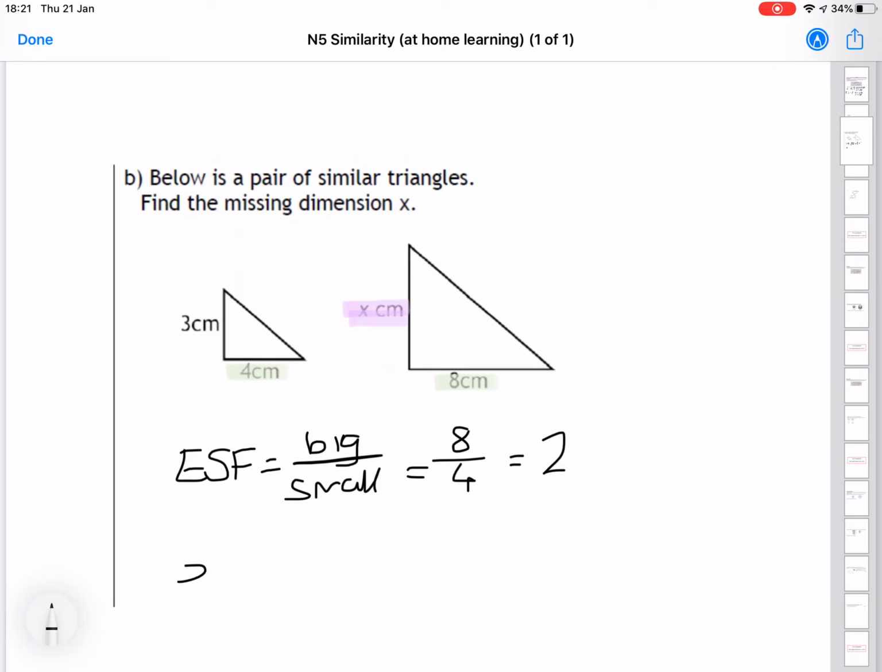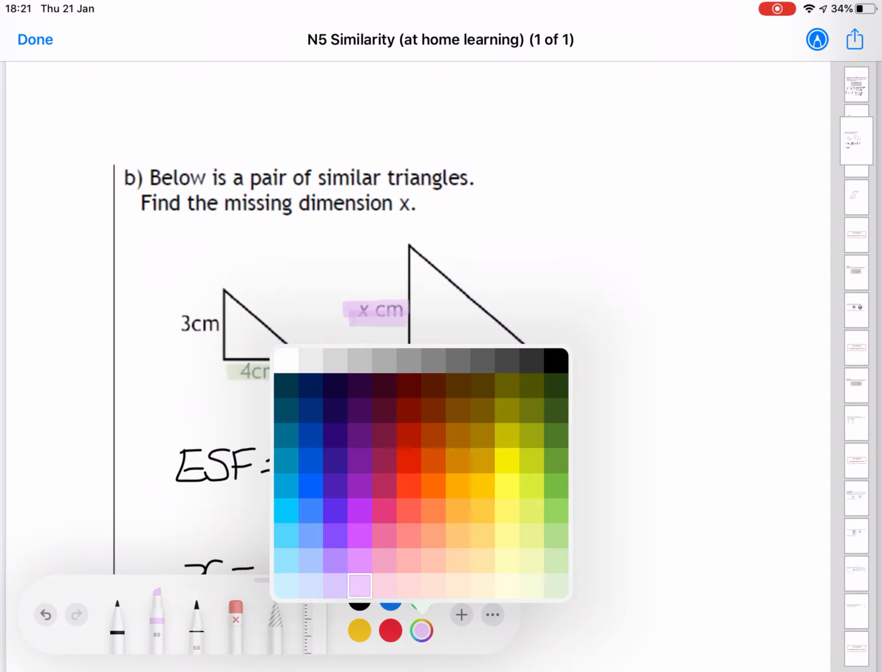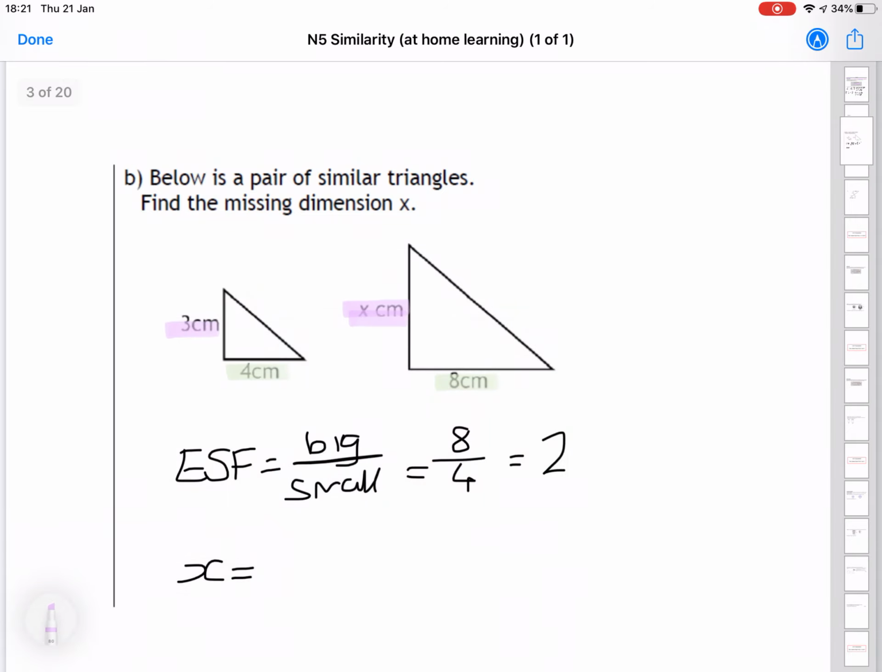Then to find the side X, we are looking for the side that corresponds with our missing side. That would be the 3 across here, the two vertical sides of each triangle. Our formula here is going to be our scale factor times the corresponding side. So scale factor of 2 times the matching side, which is 3. So that actually again is 6 centimetres for that one.